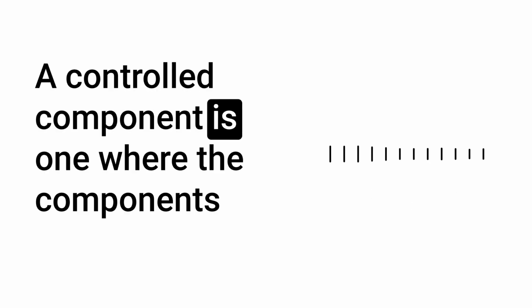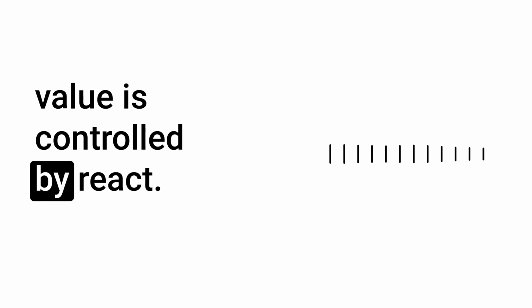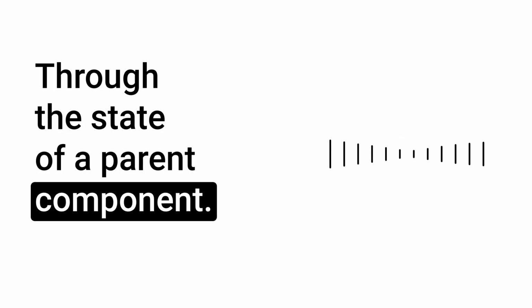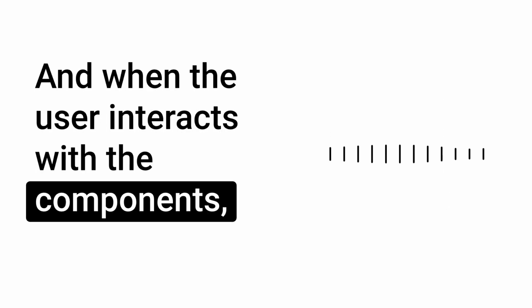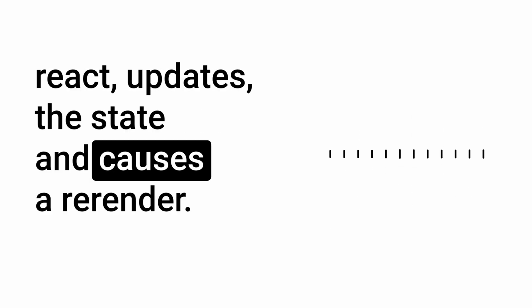A controlled component is one where the component's value is controlled by React through the state of a parent component. This means that the value of the component is passed down from the parent component as a prop, and when the user interacts with the component, React updates the state and causes a re-render. Here's an example of a controlled component.